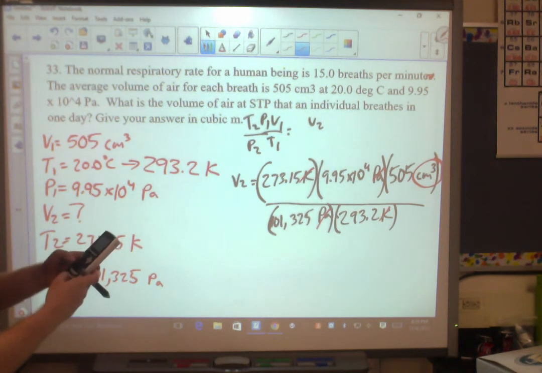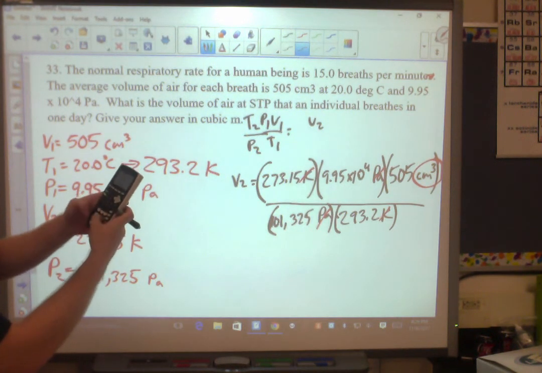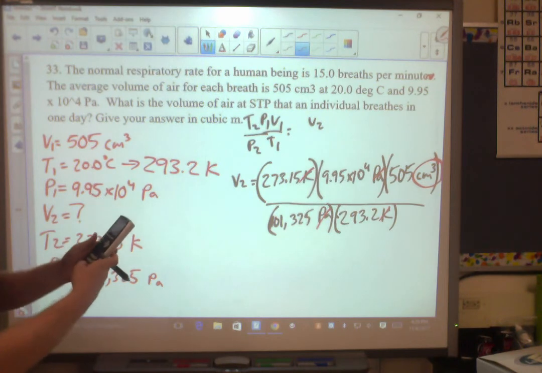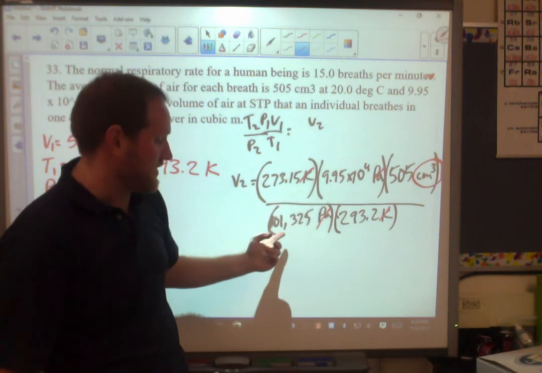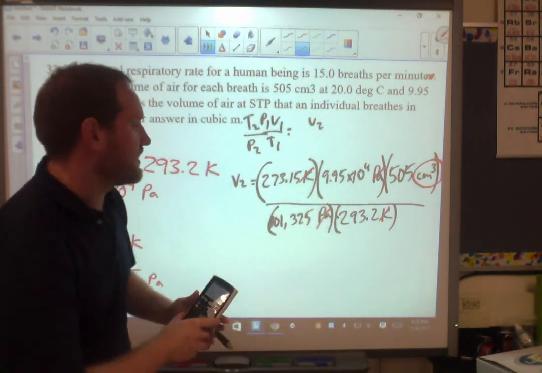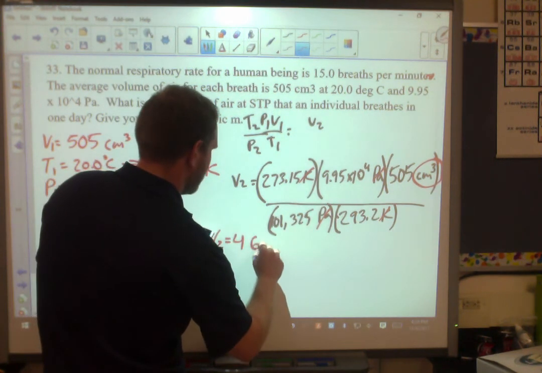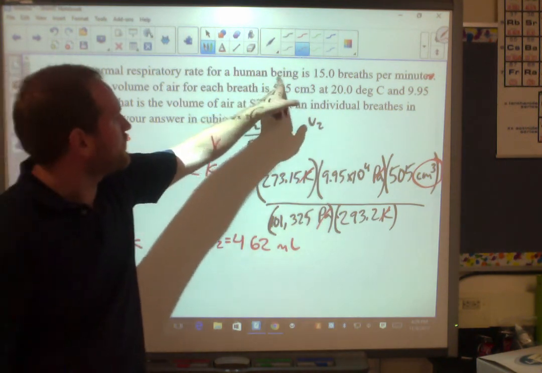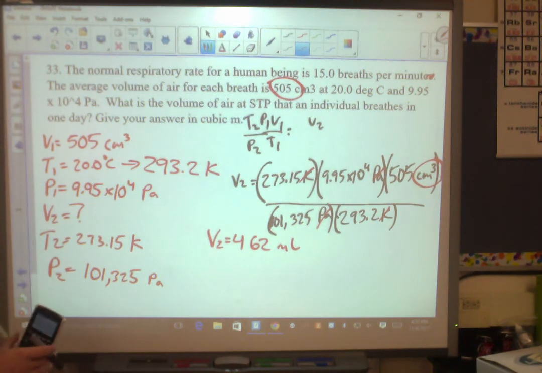273.15 times 9.95 E4 times 505 divided by 101,325 divided by 293.15. Sig figs: 5, 3, 3, 6, technically infinite, and 4. So 3 sig figs, V2 equals 462 milliliters. What does that represent? That's what one breath would be at STP. Okay? We're almost ready to solve the problem.